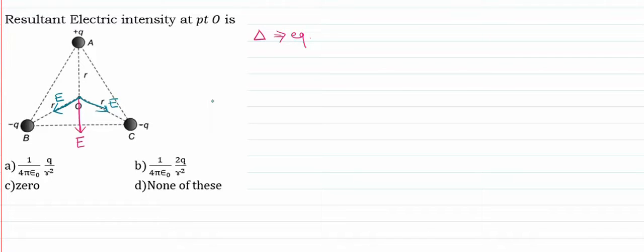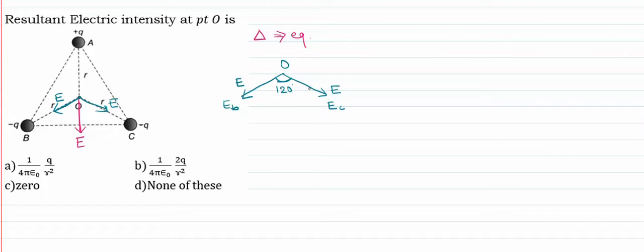Now first, I will find the resultant of the intensity due to B and C. So this is point O. Due to B, the intensity is acting in this direction, so I will write this as EB. The intensity due to C is acting in this direction, it is also E, so I will write it as EC. As the triangle is equilateral, the angle between these two is 120. O is the circumcenter or center of the triangle, so this angle is 120.